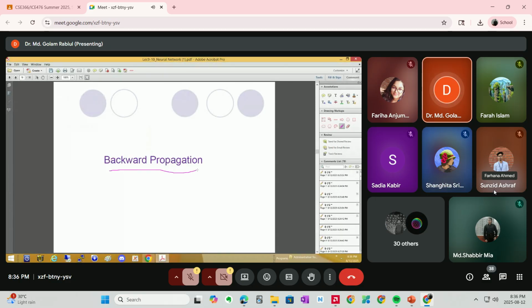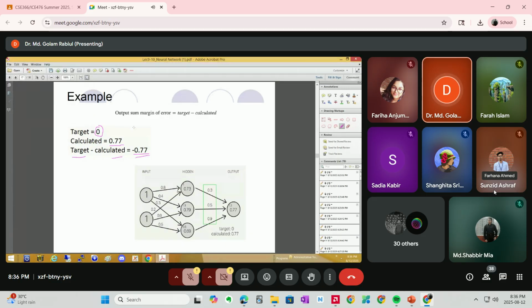Now in backpropagation, we have to start from here. At first, we need to calculate the error, target minus calculated. The target of our backpropagation is to update these weights to minimize the error. The error is negative 0.77. We have to minimize it because the expected output is 0, but we got 0.77.